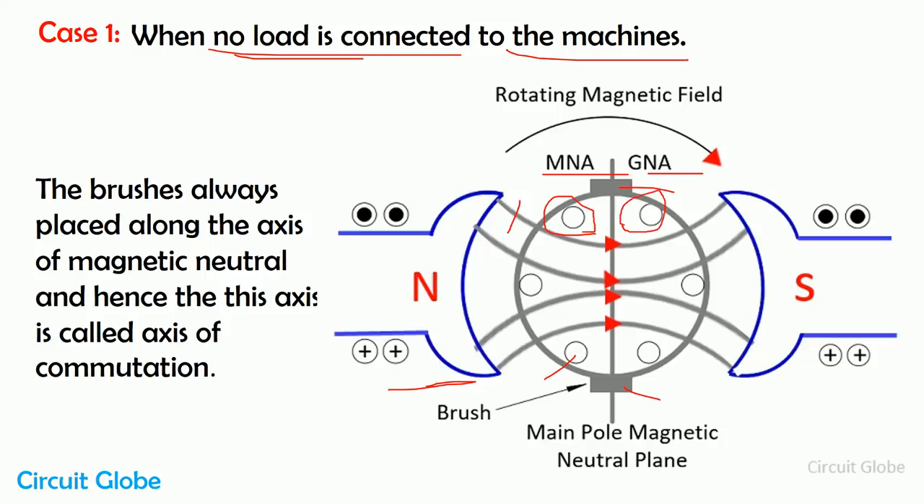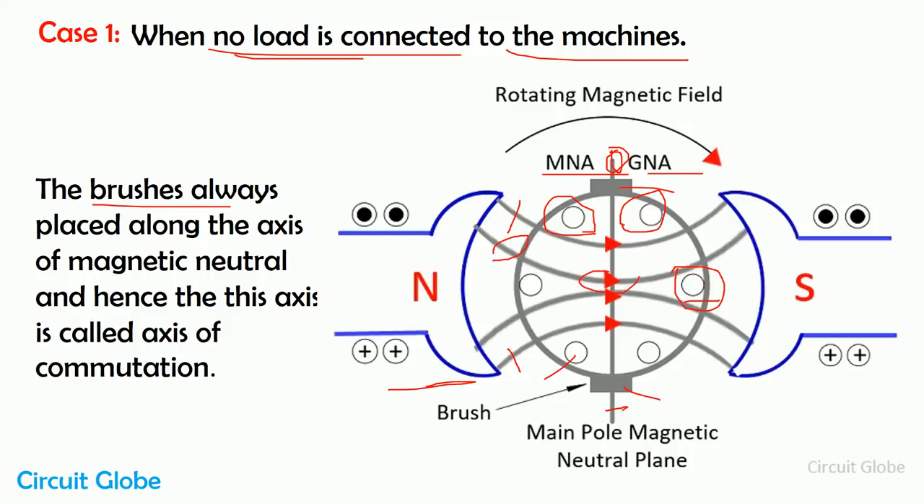No current means no flux is induced in the armature conductor. So in that case, only the main field flux is present in the DC generator, and that flux is symmetrically distributed between the armature conductors. Here you can see the polar axis of the magnetic field system. Polar axis means the central line between the north and south pole. So the main field flux is symmetrically distributed between the conductors.